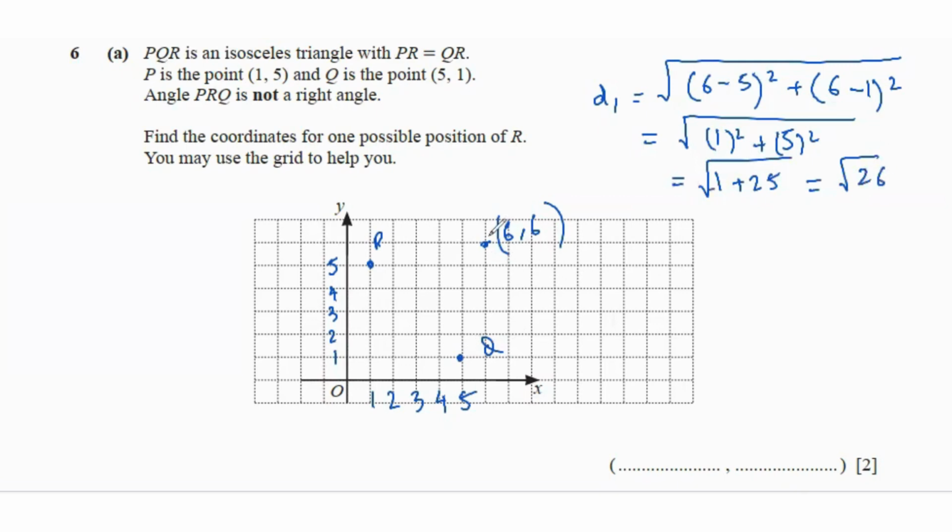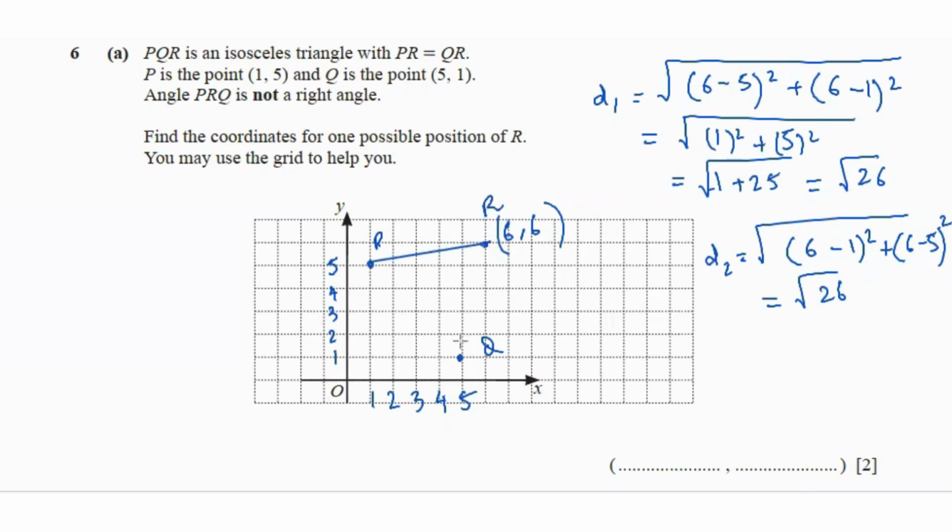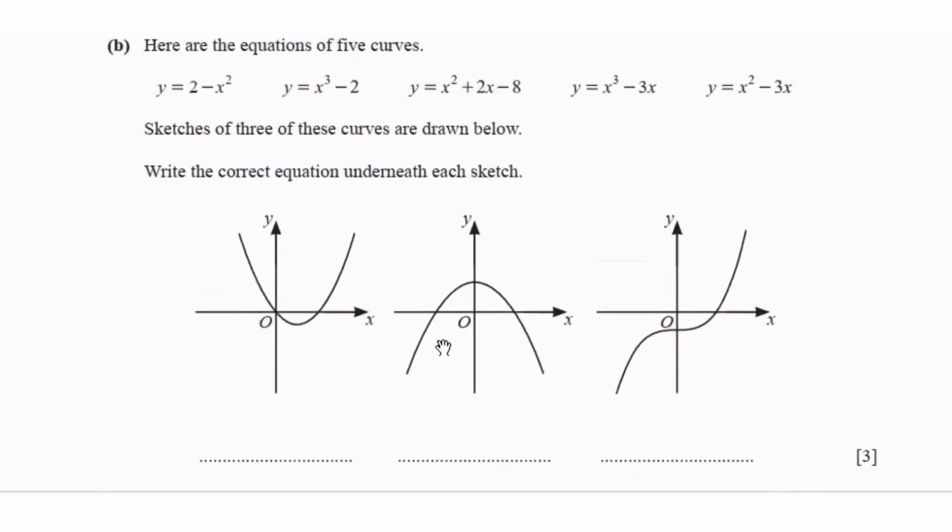If I find D2, which is Q from this point, that's going to be (6 minus 1) whole squared plus (6 minus 5) whole squared, which is also the same thing, root 26. So we can assume that R is (6, 6), because if we join this over here, that is not a right angle triangle. So (6, 6). Part B says here are the equations of the 5 curves.